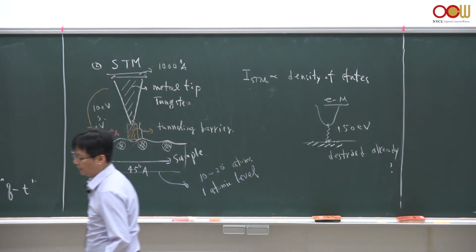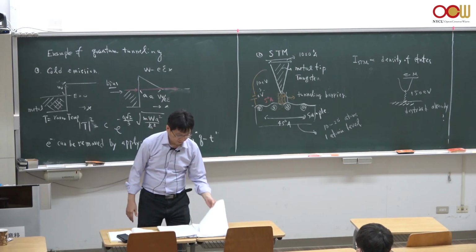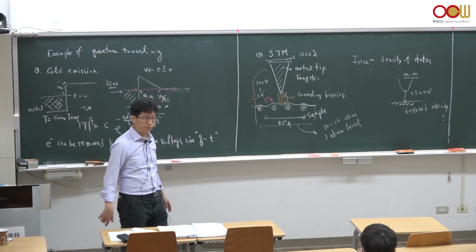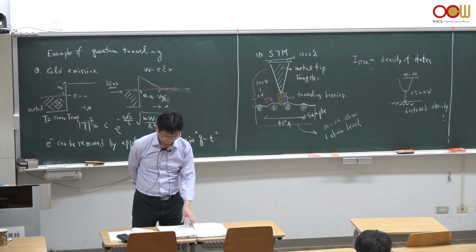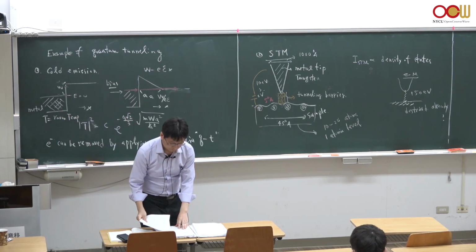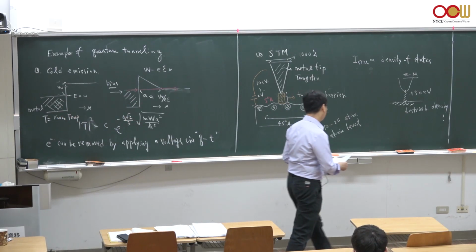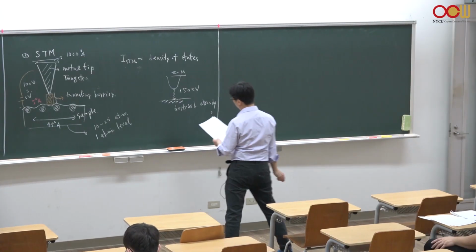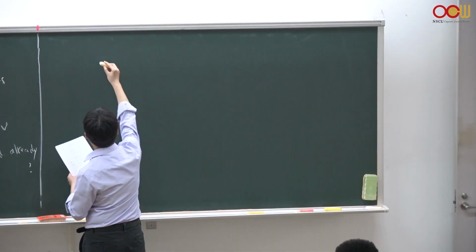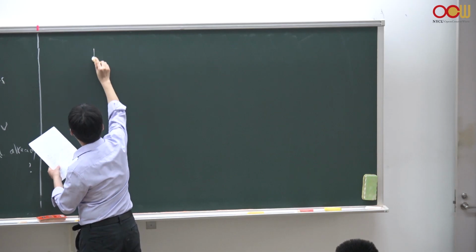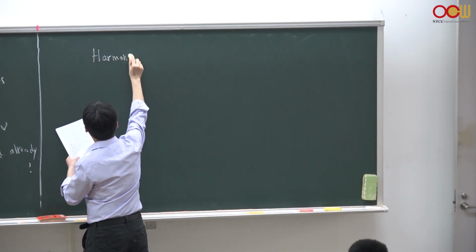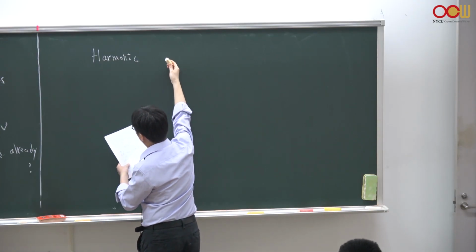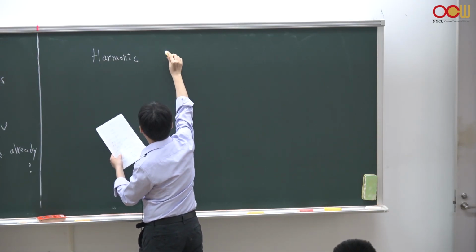Okay, so I guess that's almost the end of chapter 4, right? Except the harmonic oscillator problem. So let's just turn to the last section of this chapter, which is, again, a potential well problem, but a special type of potential well, the parabolic potential well, and we call this the harmonic oscillator.